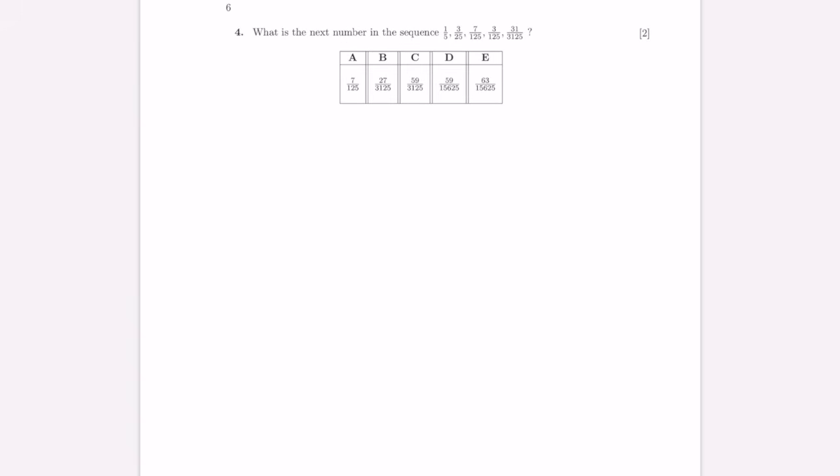The next mathematics question I find quite tricky. What is the next number in the sequence? Let's inspect it first of all. Notice how the numbers are going 1 over 5, 3 over 25, 7 over 25, but then the numerator decreases back. The denominator as well is quite interesting.